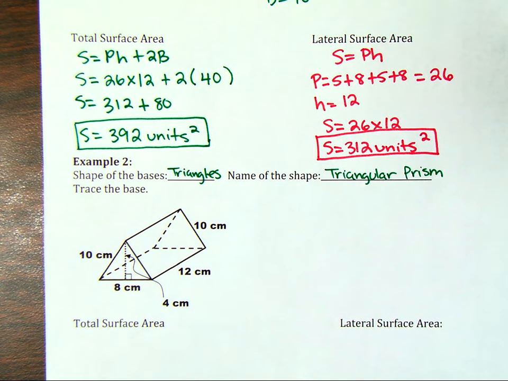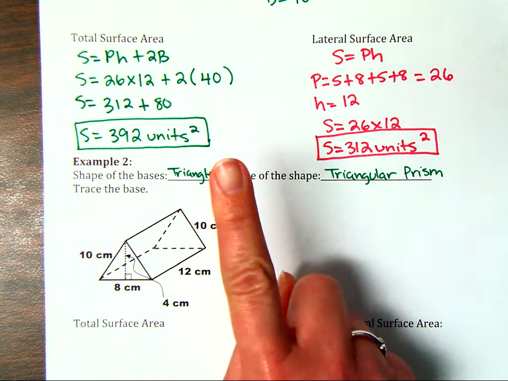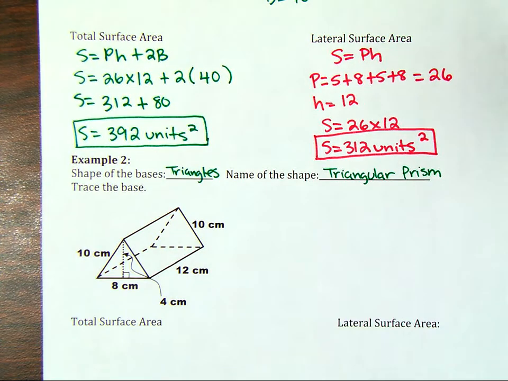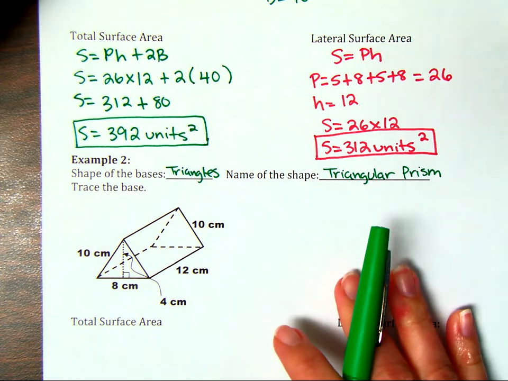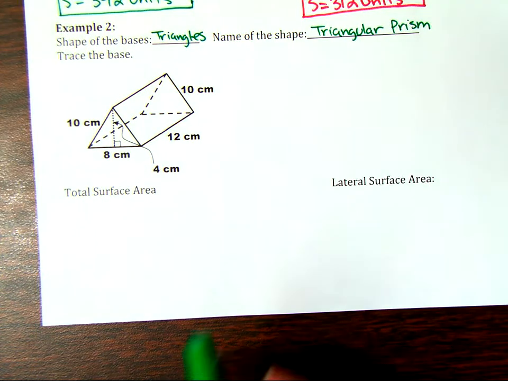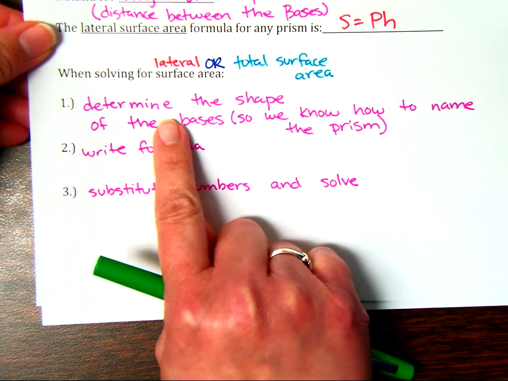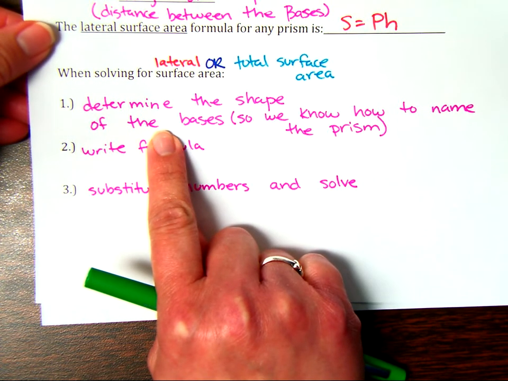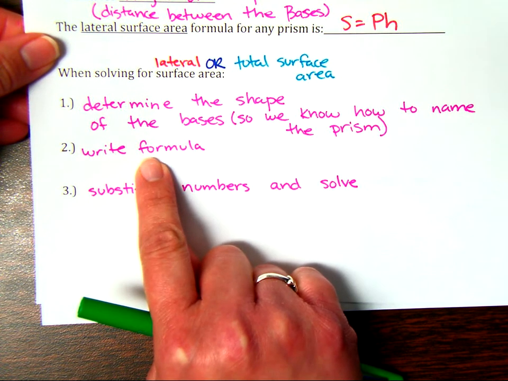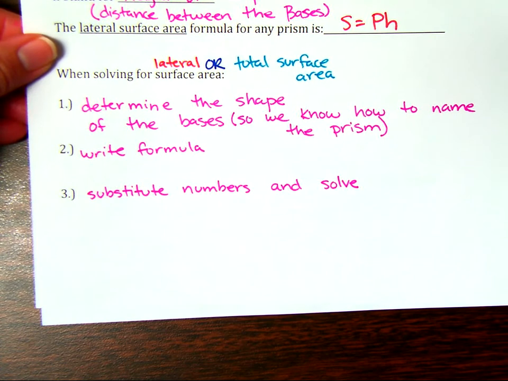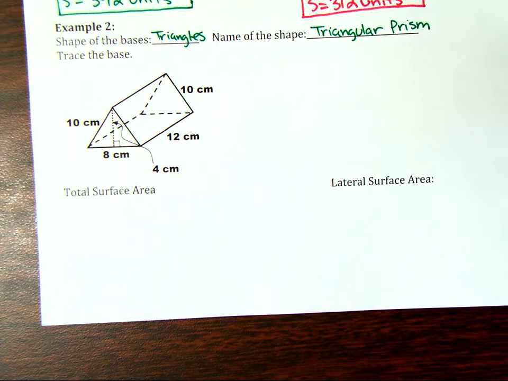Triangular pyramids have 1 triangle base and all the other faces are triangles that are going to meet up and fold at the vertex. So that part's going to be coming up later on. Okay, so we're going to go through our steps again. Here are my steps on that other paper. First, determine the shape of the bases, which we just did. They're triangles. We're going to write the formula for both our lateral and total surface area. Then we're going to substitute those numbers and solve. Okay? So the first thing I would do, shade the base.